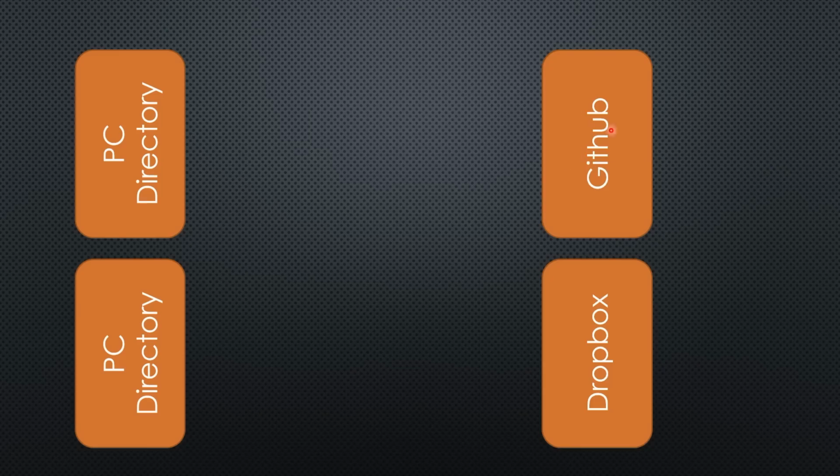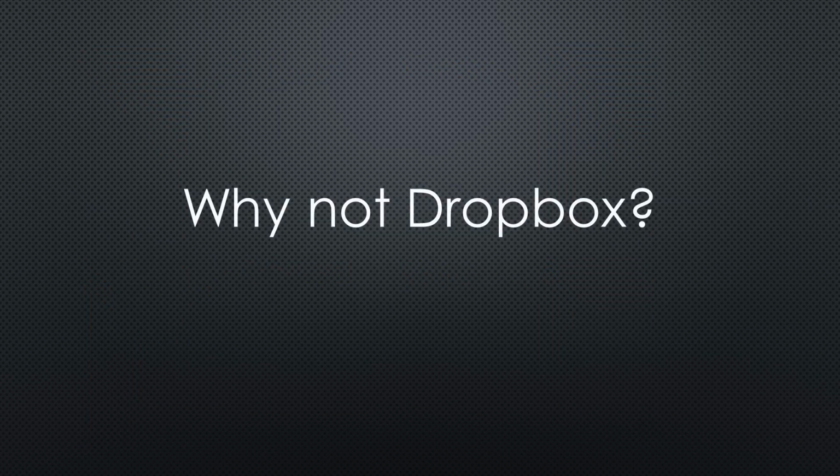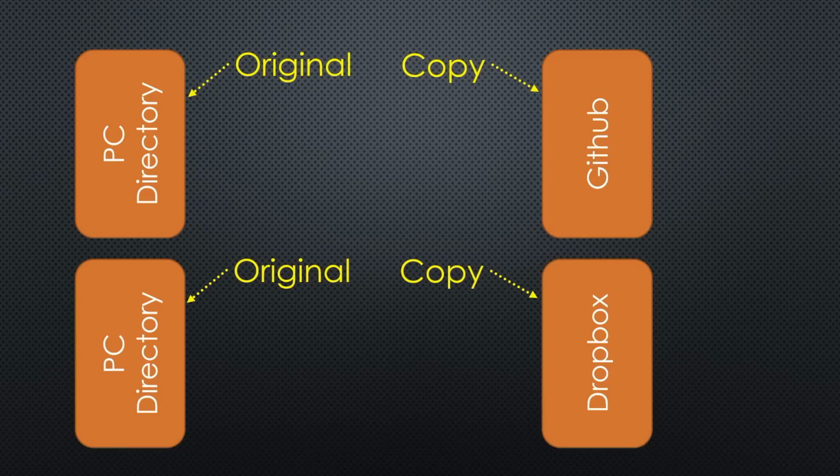GitHub is like a remote disk drive where developers store their software in the cloud. Similar to Dropbox, Google Drive or OneDrive, they work with data on their computer. GitHub contains only a copy. So why not just use Dropbox? The most significant difference between Dropbox and GitHub is the synchronization between the data on the PC and the cloud.